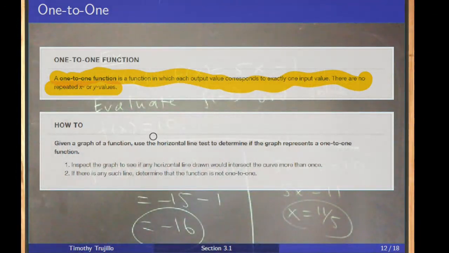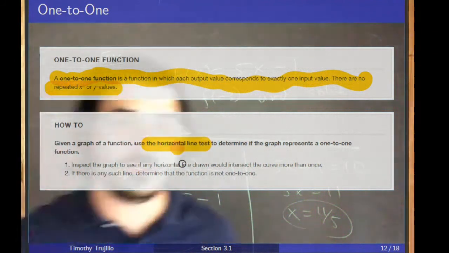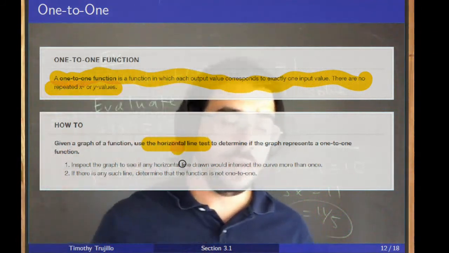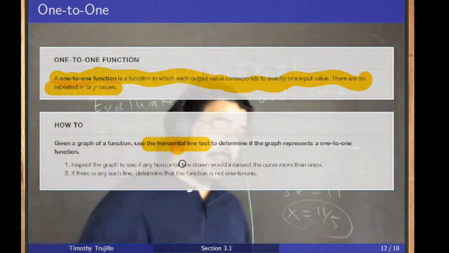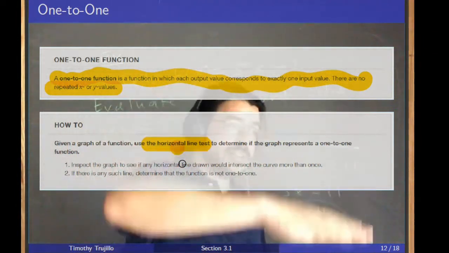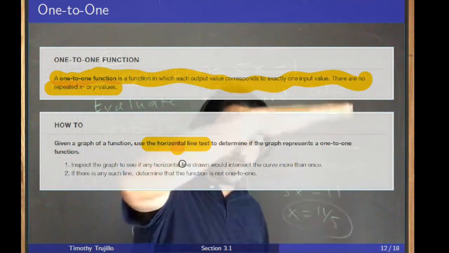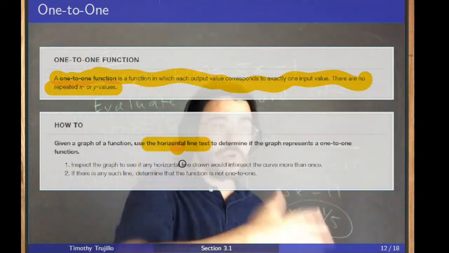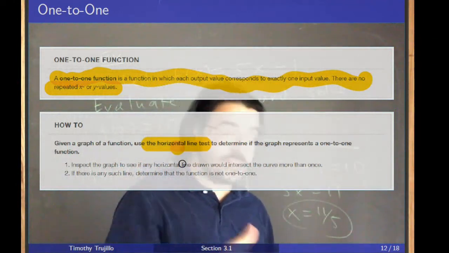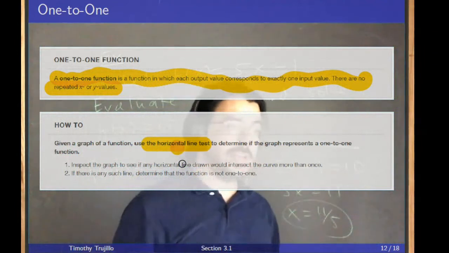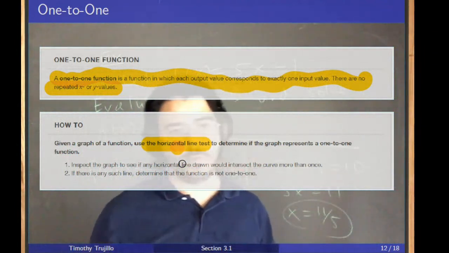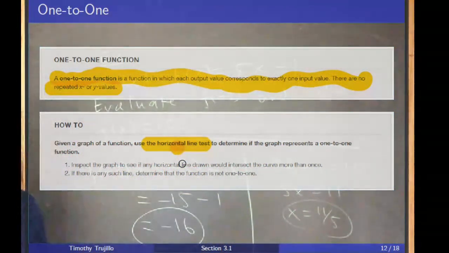But what I want to point out here is that there's a corresponding horizontal line test, right? And the horizontal line test is our method to determine if something is one-to-one. So what does the horizontal line test say? It says the following: if you intersect every horizontal line in at most one place, then you're a one-to-one function. If there is a place where you intersect a line in more than one place, then you're not one-to-one, right? There's a repeated y value.